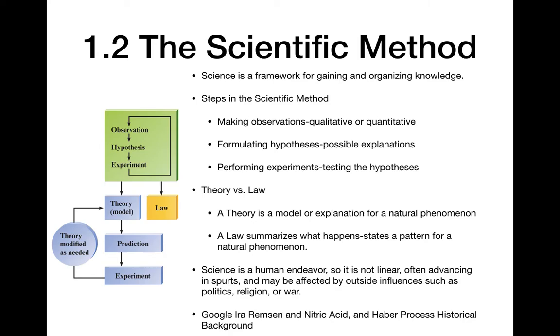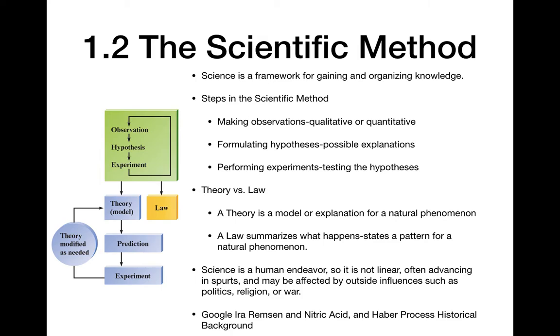Qualitative observations: sulfur is yellow. Quantitative observations: water boils at 100 degrees Celsius, or the mass of the sodium chloride in the container is 1.25 grams. These would be quantitative if they involve numbers, qualitative if they don't. Based on those observations, we want to then try to come up with ways of explaining why those observations occur that way. So we call that formulating hypotheses. Then we perform experiments to test those hypotheses.